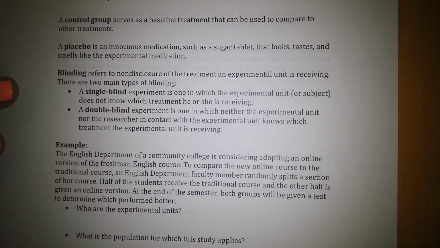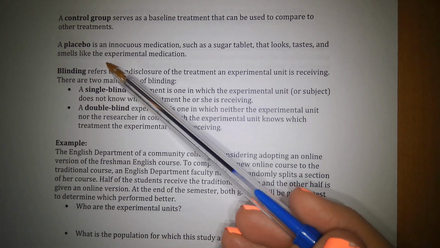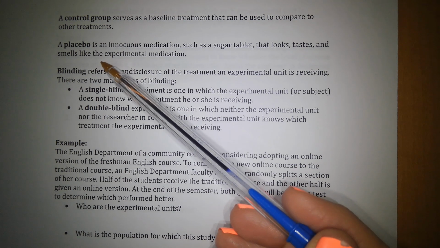A control group serves as the baseline treatment that can be used to compare other treatments. A placebo is an innocuous medication such as a sugar tablet. It looks and tastes and smells like the experimental medication. The reason why a lot of experiments will use placebos for the control group is so that psychologically they don't produce symptoms that didn't really exist.